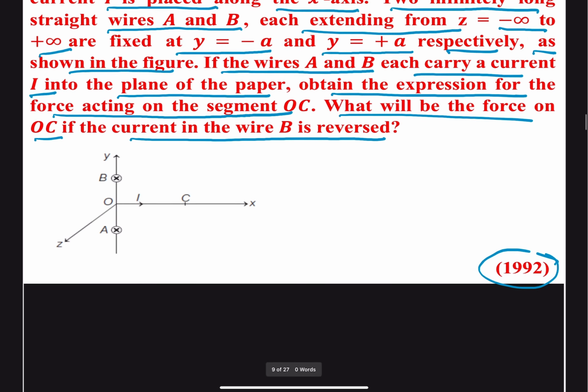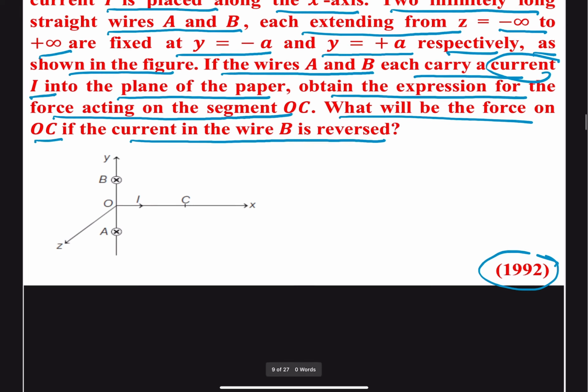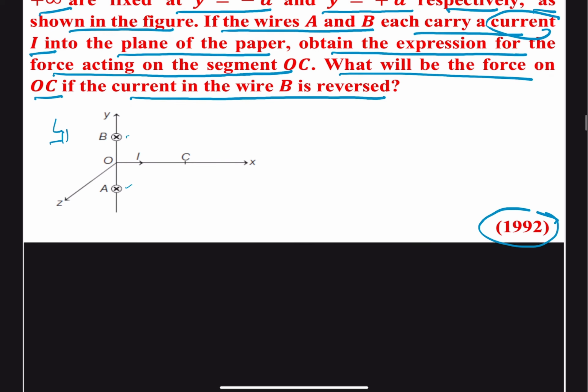So in this we have two parts rather. First says that each carry current which is into the plane of the paper. It means direction of the current is same. So this figure is drawn according to this first part. The direction of the current at both A and B are same, that is into the plane of the paper, and they both are at a distance of a. So this is at a distance of a, negative y, and this is also at a distance of a, that is our positive y. And this is line segment which is carrying a current I towards positive x-axis. So we have to find out the force acting on this particular line segment OC. And in the second part it says that the current in the wire B is reversed.